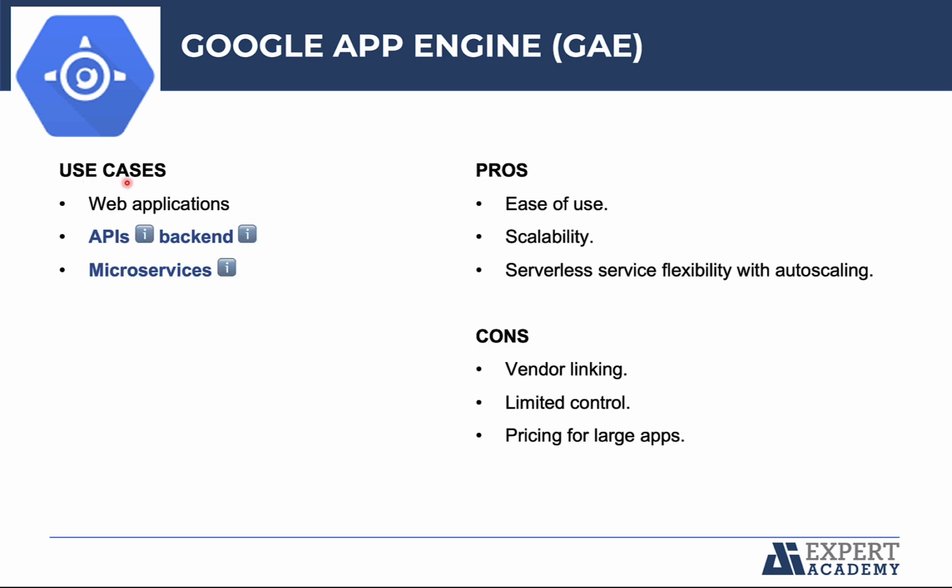Now let's see the use cases. App Engine is a good choice for a variety of web applications, such as applications of all sizes, from small personal projects to large enterprise applications. It can be used to build back-ends for web or mobile applications and also microservices, which are small independent applications that can be developed, deployed, and scaled.